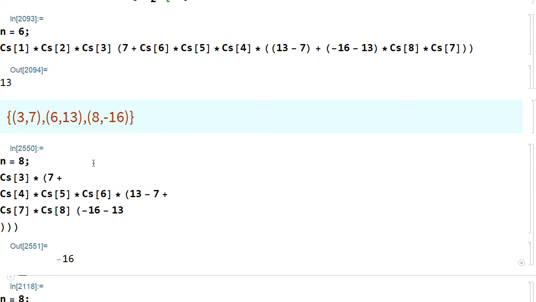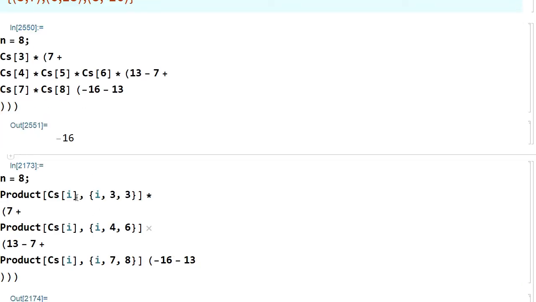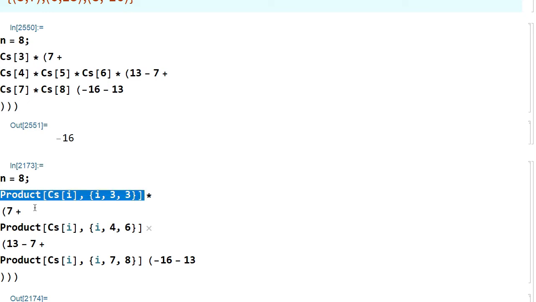We're not restricted to x equals 1 through n for the x values to have a corresponding f of x value for each one. But we can write this more compactly like so. This is a product of factors. So we can have a lower bound and an upper bound. So here the lower bound is equal to the upper bound because there's only one term. So the product is going to execute just once. So we have that times 7. And then we have 4 to 6 times 13 minus 7, and then 7 to 8 times negative 16 minus 13. That's all there is to it.